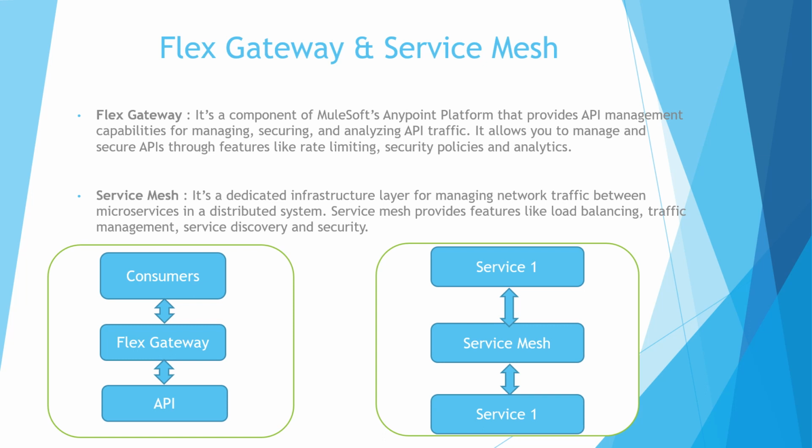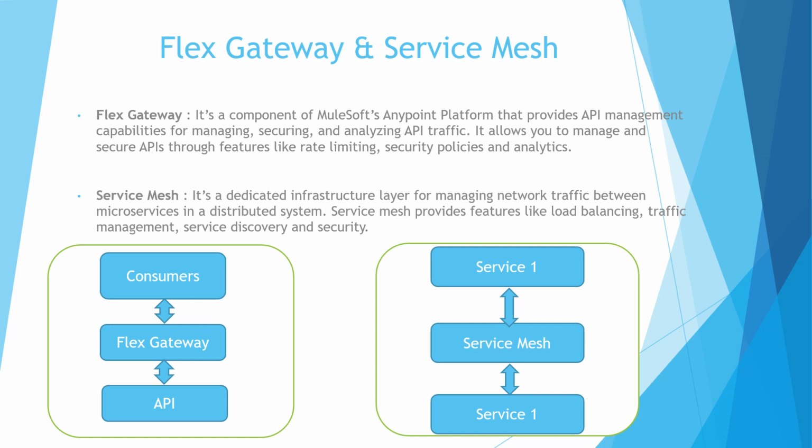Flex Gateway sits in front of your API and acts as a reverse proxy, thereby allowing you to control access to your API and manage traffic between your API and its consumers. Then we have Service Mesh, which on the other hand is a dedicated infrastructure layer for managing network traffic between microservices in a distributed system. Service Mesh provides features such as load balancing, traffic management, service discovery, and security.